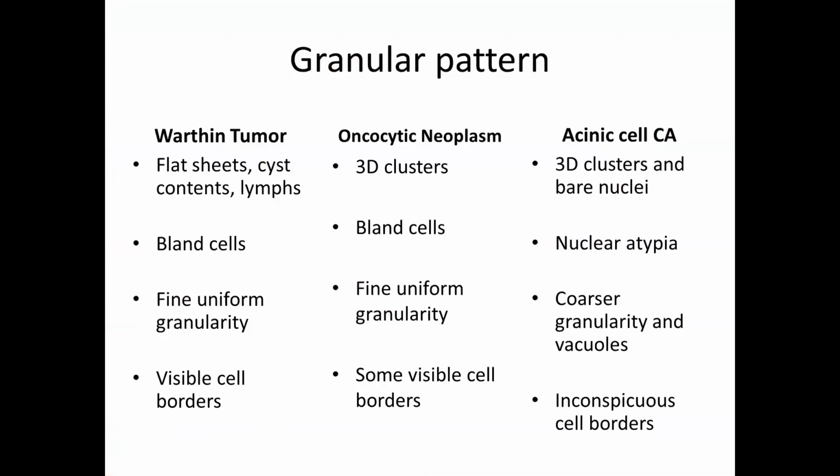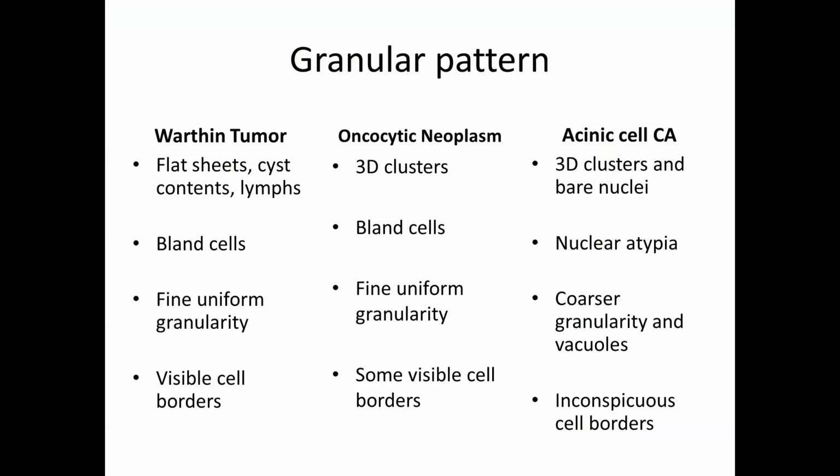So for the granular pattern, again, your main entities you're going to consider will be a Warthin tumor, oncocytoma, as well as acinic cell carcinoma. Warthin tumor and oncocytoma are both comprised of oncocytes, so the cells tend to be bland, tend to have fine uniform granularity with visible cell borders, again, and small nucleoli. In a Warthin's tumor, the oncocytes will be forming flat sheets, and you'll also have cyst contents and lymphocytes admixed, so those three components, versus in an oncocytoma, you may or may not have the cyst contents and lymphocytes, probably not, but what you will note is that instead of getting flat sheets, the epithelial cells will form three-dimensional clusters. That's going to be your clue.